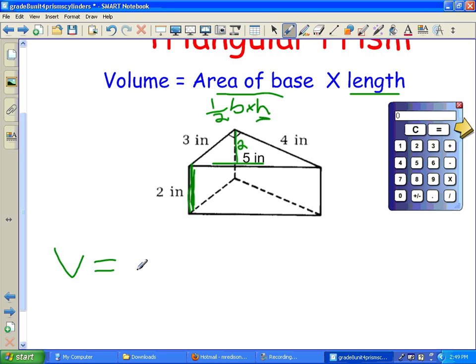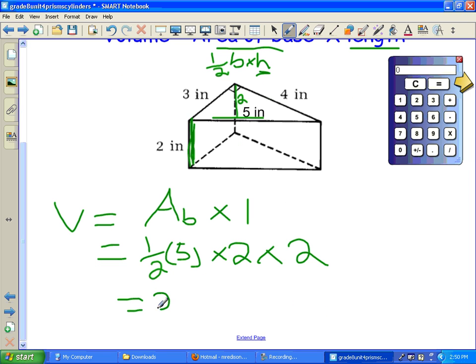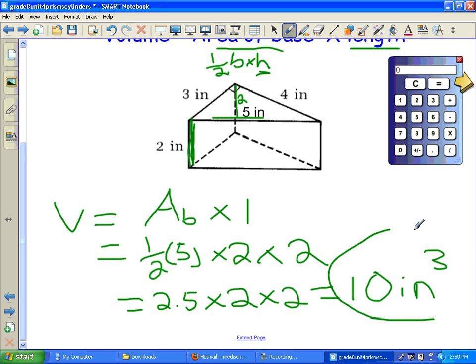Volume equals the area of the base times the length, or the height in this case. So the area of the base is going to be half of the base of the triangle, so half of 5, times the height of that triangle, which is 2. And then we're going to multiply that by the length of this guy here, which is 2 again. So half of 5 is 2.5. We're going to have to times that by 2, and then times that by 2 again. So let's double 2.5, and we get 5. Let's double it again, and we get 10 inches cubed for the volume.